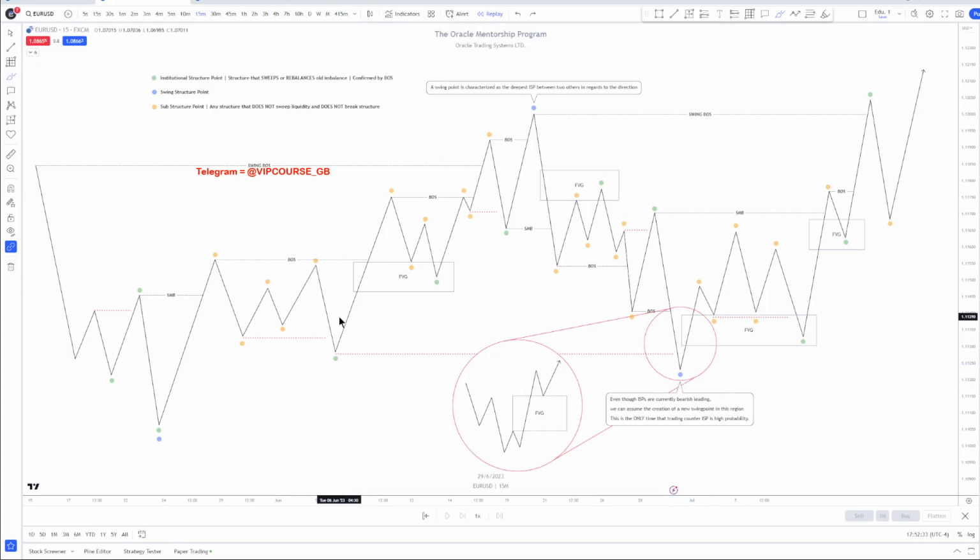Now, how do we track structure? Structure, ISPs, change of trends.